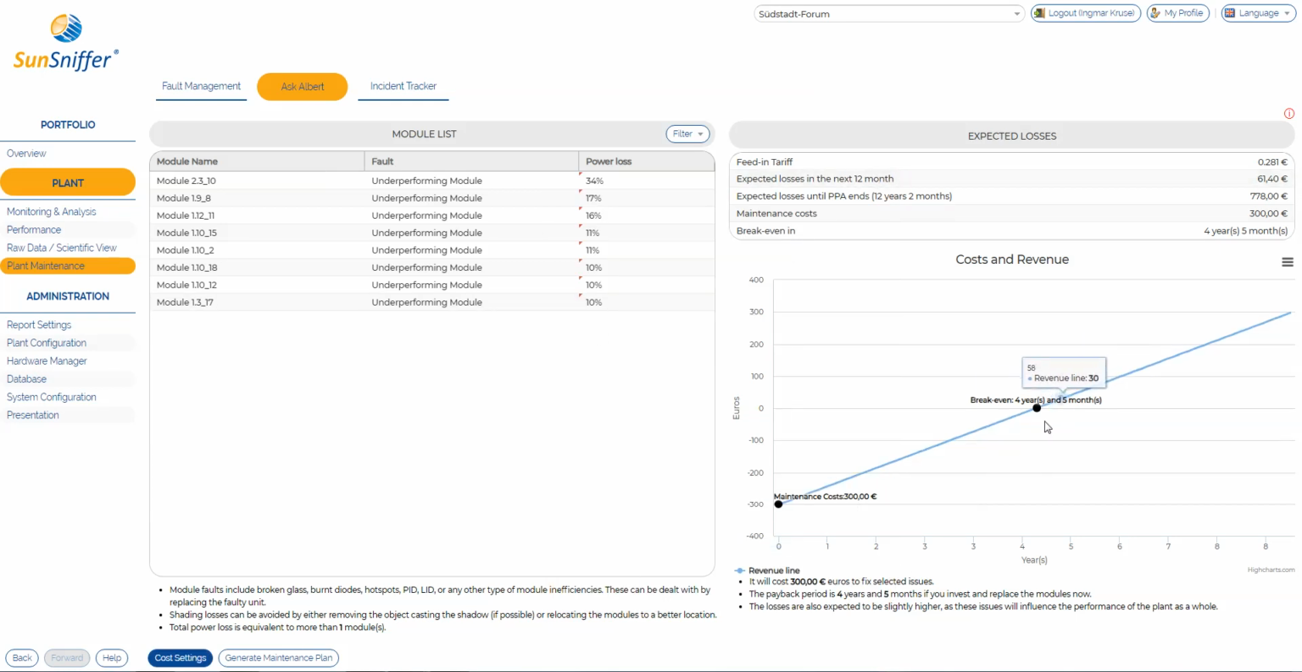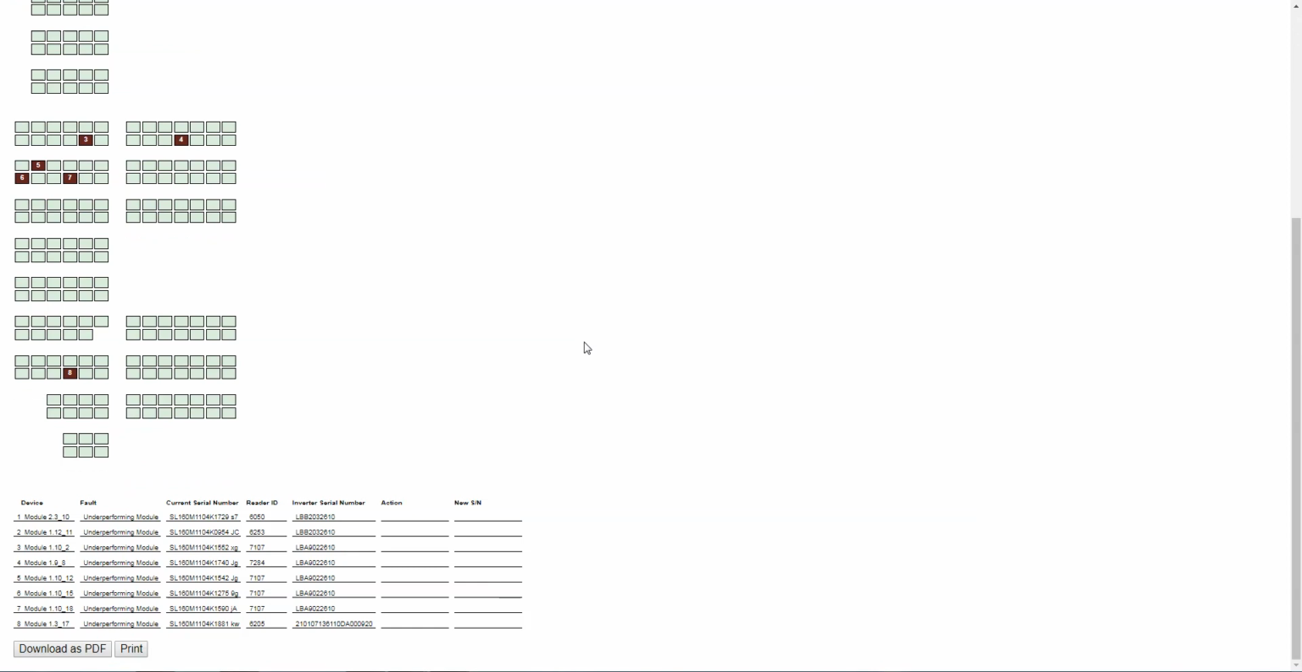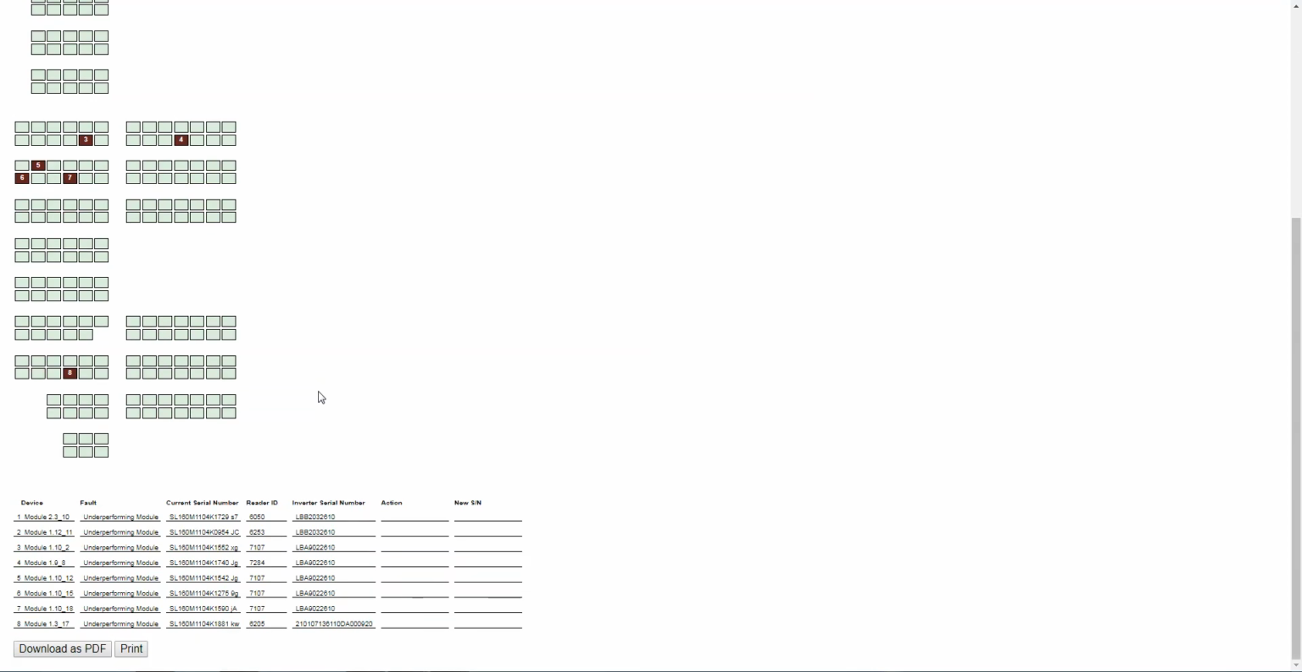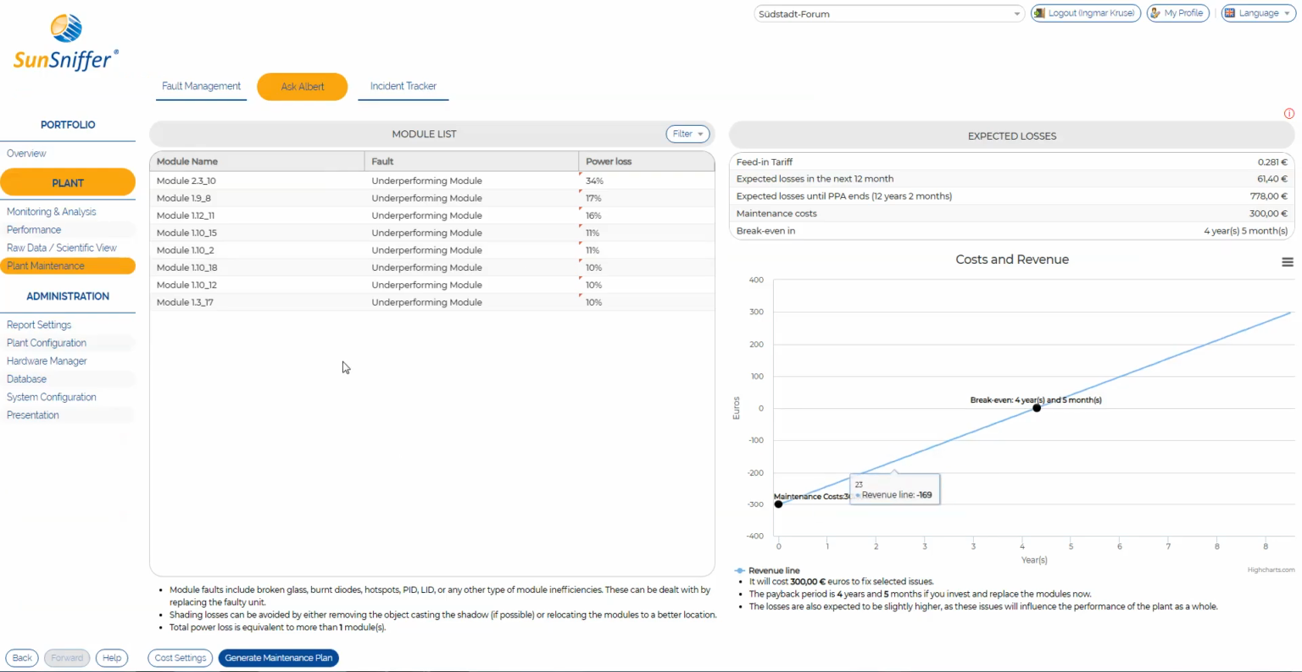And now you see, for example, that by replacing those, your ROI is in 4 years and 5 months. Actually, it's a 22% interest rate on the money you pay for repairing or bearing the cost of changing those modules. Now we want to generate a maintenance plan. In this maintenance plan, you see the modules all listed. This is given to the installation company, and they know immediately which ones they have to swap. So this is the way we look at things.